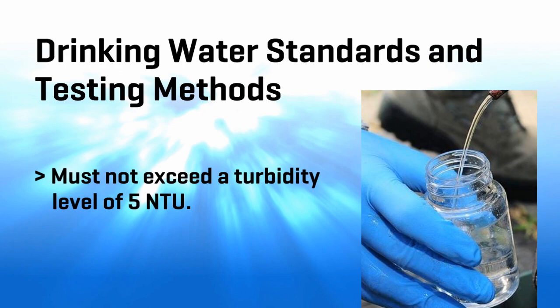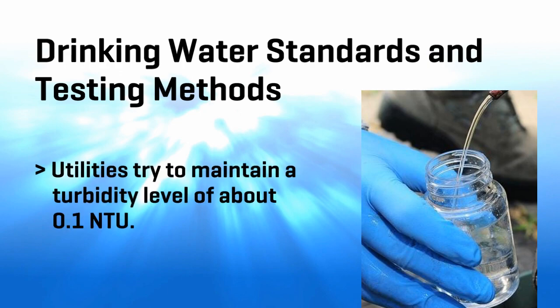And at any time, if it gets over 5 NTU, that's a problem. That's a violation right off the bat. So usually you try to maintain it around 0.1 NTU, which gives you a bit of a safe buffer. That's the utility that I worked for. That's the number we shot for all the time.